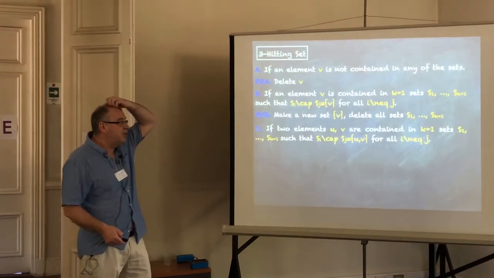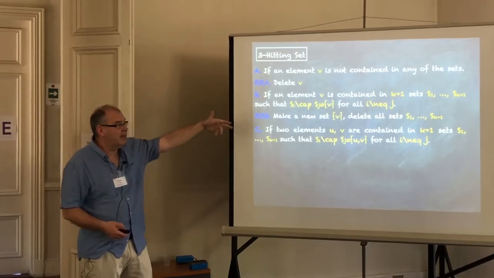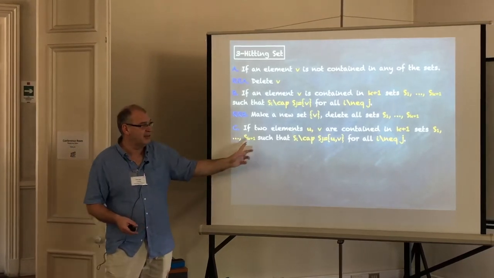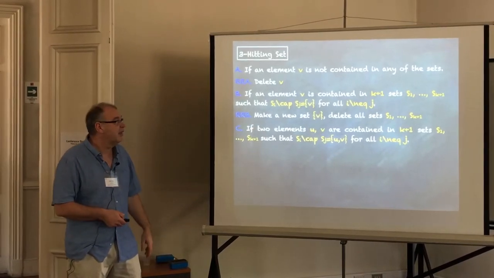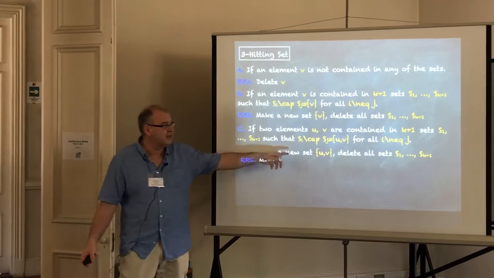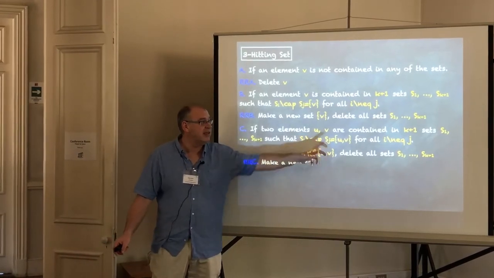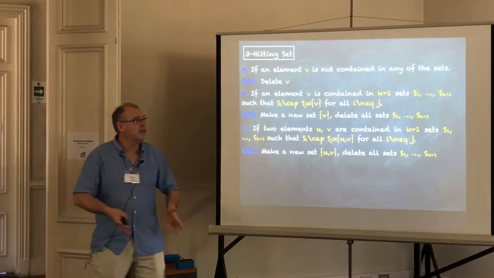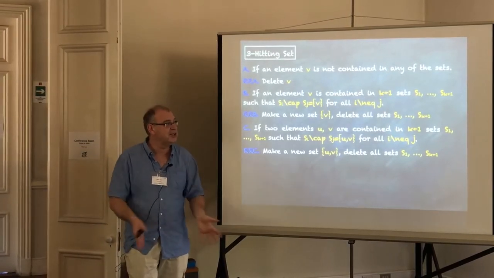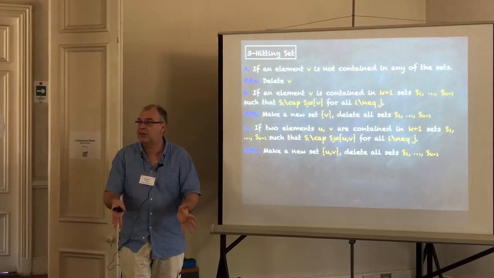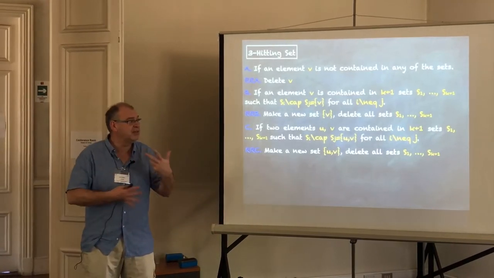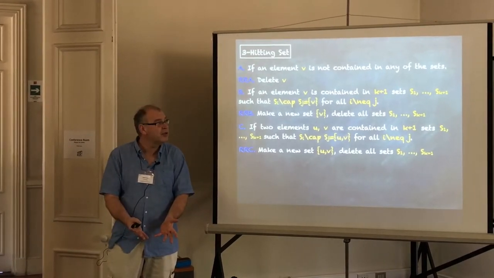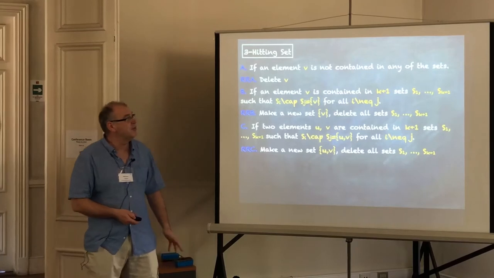And the same trick I'm doing for the third case, when I have two elements which are contained in k plus one sets, and actually this is the only intersection of these sets. Then I can make a new set out of these two elements and delete all remaining sets. So this is more or less the same bus kernelization as for vertex cover, now done for 3-hitting set. But for vertex cover it was quite easy to estimate the size of the kernel.